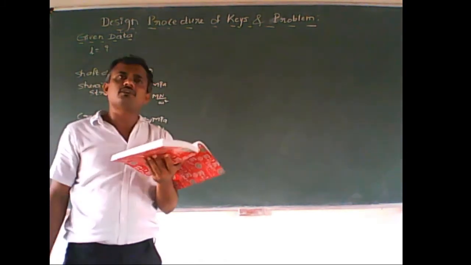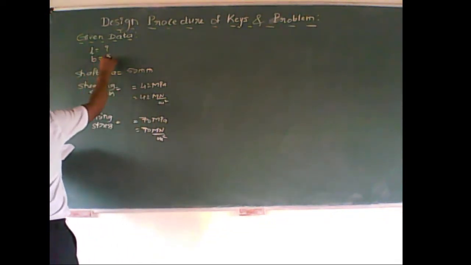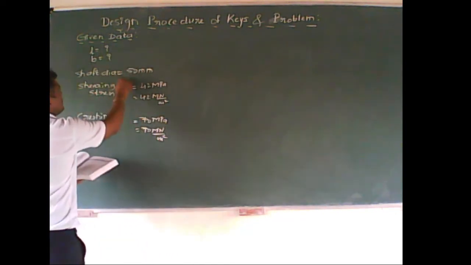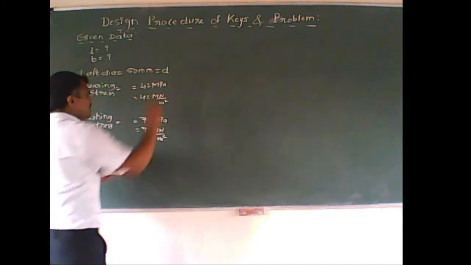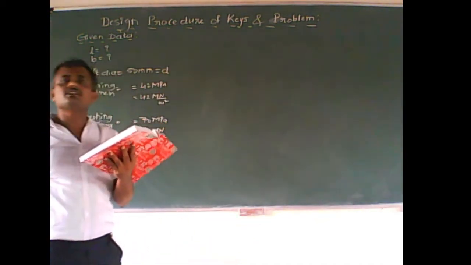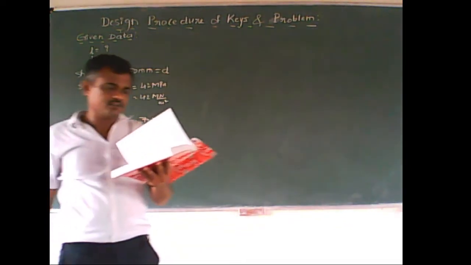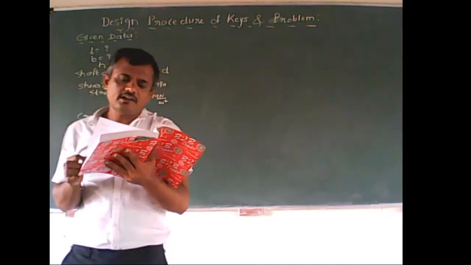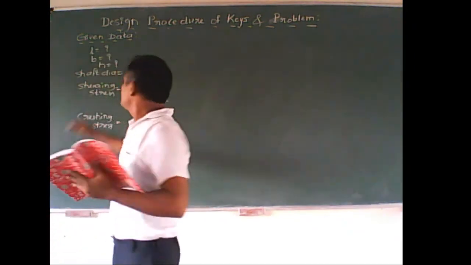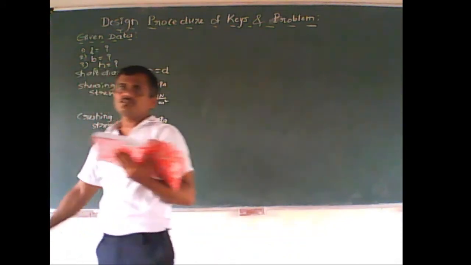So width of a key is taken as B, correct? We have to calculate this width B, and then diameter of a shaft is taken as D, and then H is taken as thickness of key, and small l is taken as length of key. So these are the three parameters which you have to calculate.